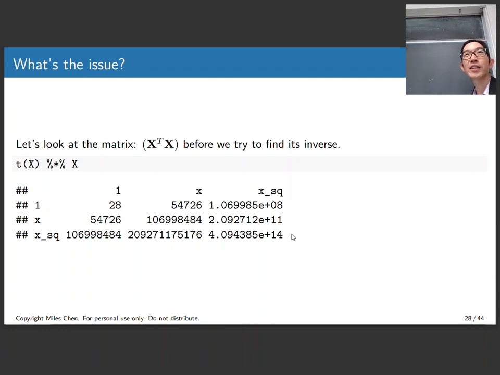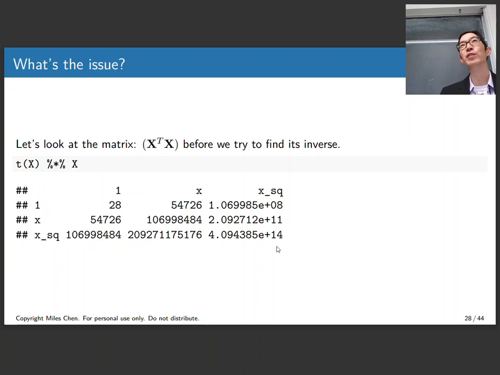And then if you do X transpose X, you're doing 4 million times 4 million, and what's that, 16 billion or something? And then you're adding them up, you get a really big number. This is 4.09 times 10 to the 14th power. So on one end I have small numbers like 28, and in the other corner I get these really big numbers, 4 times 10 to the 14th power.